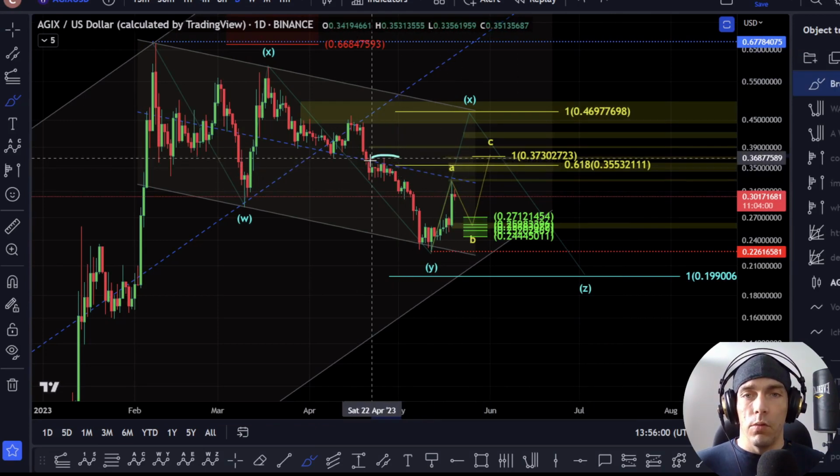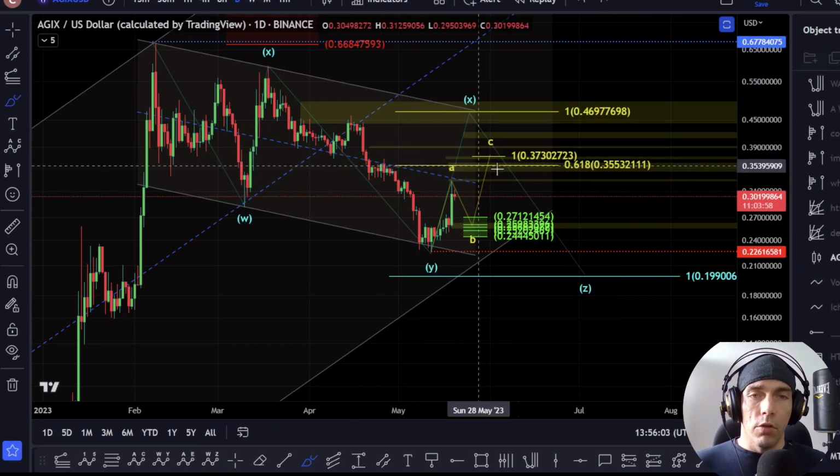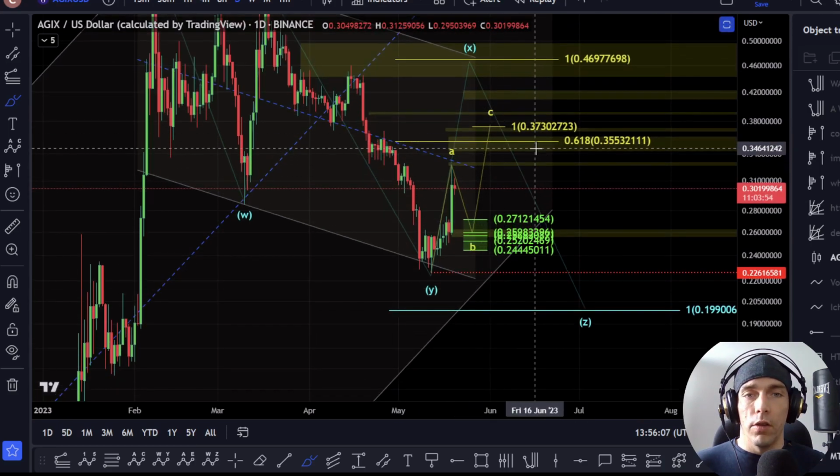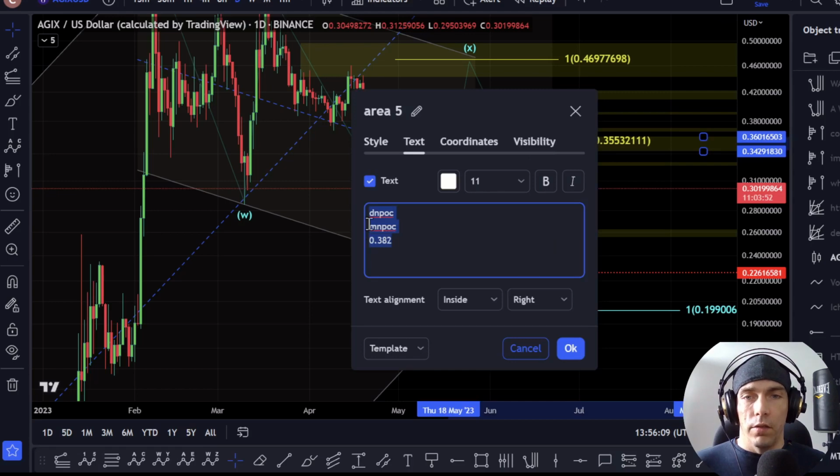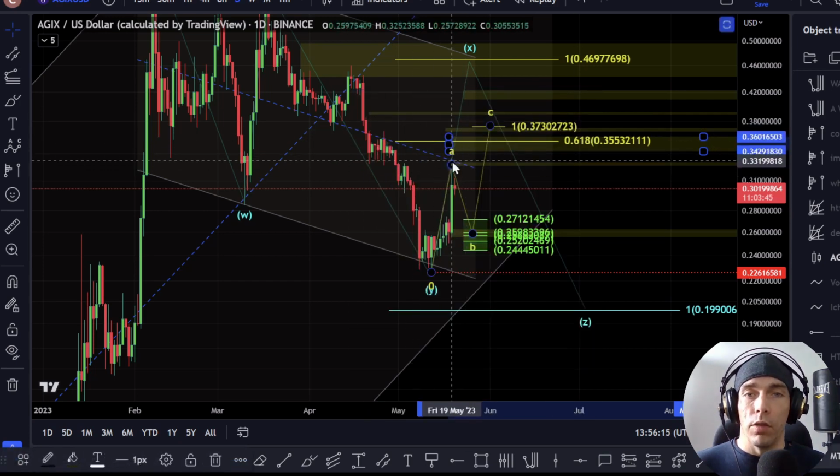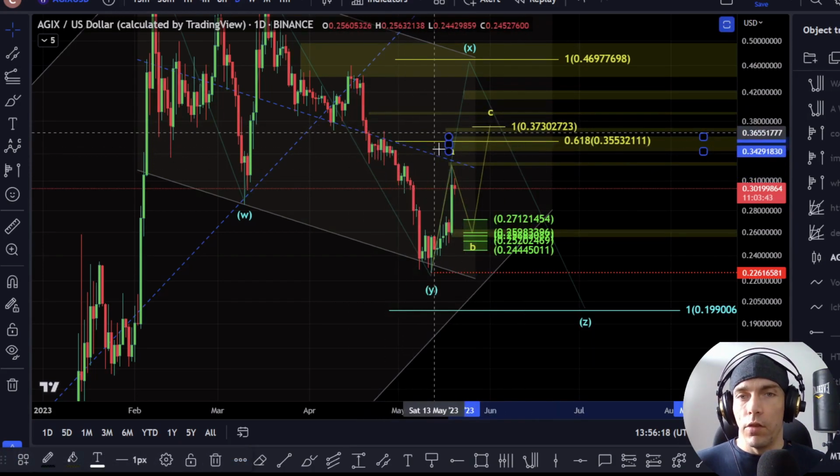We also have some zones here which we're looking at as potential rejection points. We do have obviously these yellow boxes which I've got drawn out here. This one in particular has some daily naked points of control, monthly naked points of control, and also these 0.382 sitting within it. So this could be a potentially interesting zone if we do actually look to move up into this area.